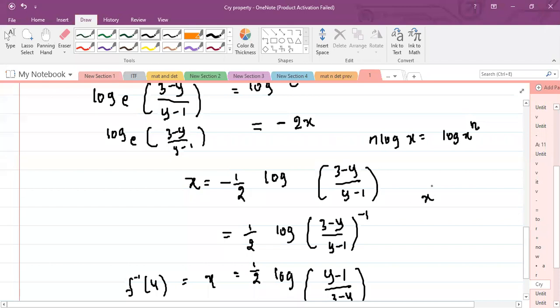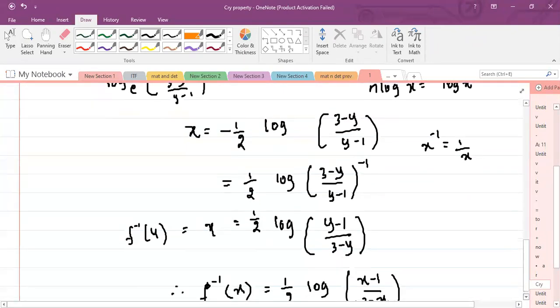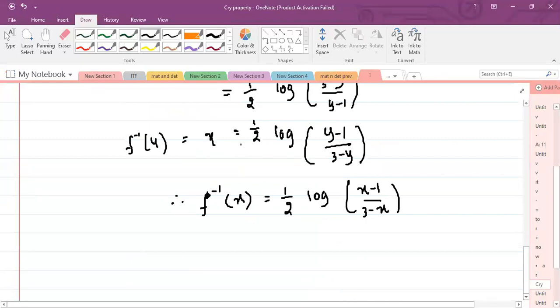So what will be x raised to minus 1? x raised to minus 1 is 1 upon x, the reciprocal of that. So here also, (3 minus y) divided by (y minus 1), raised to minus 1, is (y minus 1) divided by (3 minus y). Therefore, you have the value for x. This is the value for x.